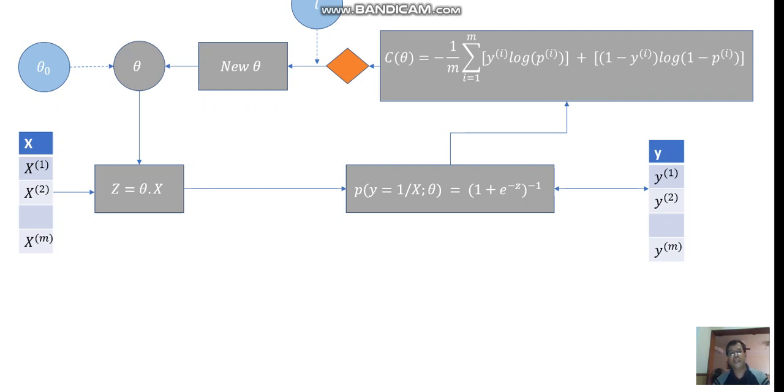We talked about many terms such as the initialization of theta, the cost function, the minimum value of the cost function, and the learning rate. All this we are going to discuss in the coming videos.